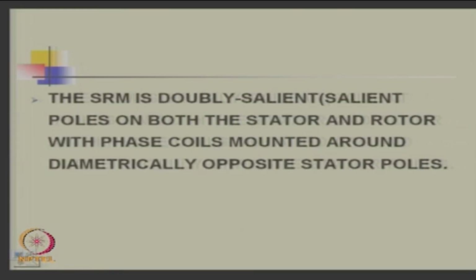Now, it is a doubly salient machine, that means both sides are salient, none of them are cylindrical surfaces. Salient poles are on both the stator and rotor, with phase coils mounted around diametrically opposite stator poles, isn't it? If I have 8 poles, they are not independent, it is basically 4 phases; 6 poles means 3 phases, 4 poles will be 2 phases, and 2 poles means 1 phase. So they are diametrically opposite stator poles, okay.